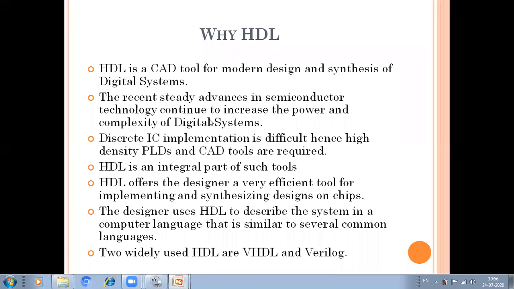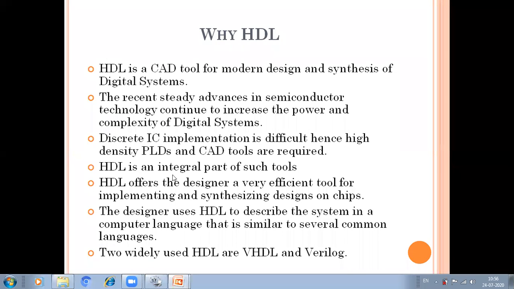The product of VLSI chips always increases in complexity whenever we increase the functionality of those chips, right? So if we increase the functionality of VLSI chips, definitely the complexity of the digital system increases, right? So in discrete IC implementation, if the circuit complexity is very high, discrete IC implementation is very difficult. Hence, high density PLDs, programmable logic devices, and CAD tools are required. So what are the CAD tools? Hardware description language is used as a CAD tool.